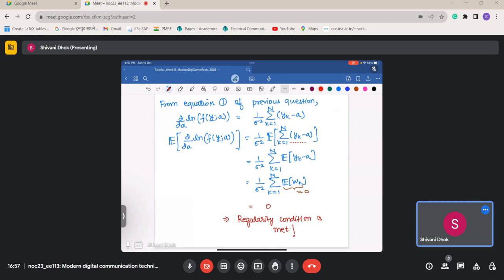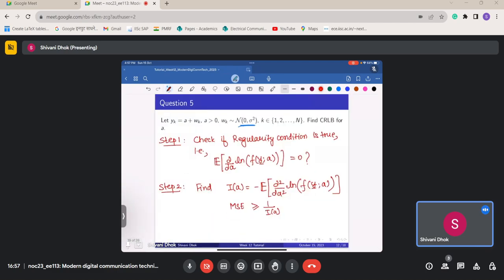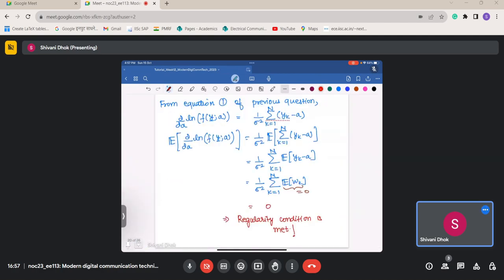So this we know. Okay. So if this we know, then we can go ahead and find out your Fisher information matrix, that is IA, which is given by this particular formula. So now we need to go to step 2.